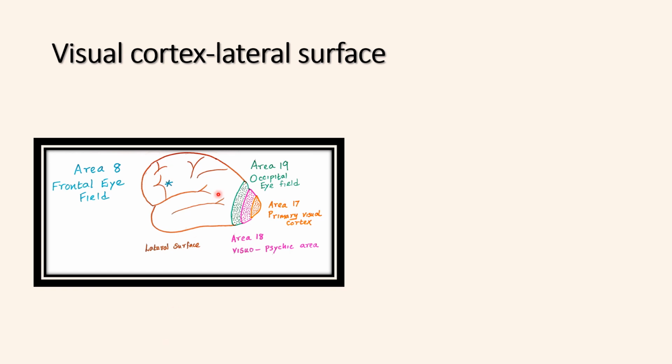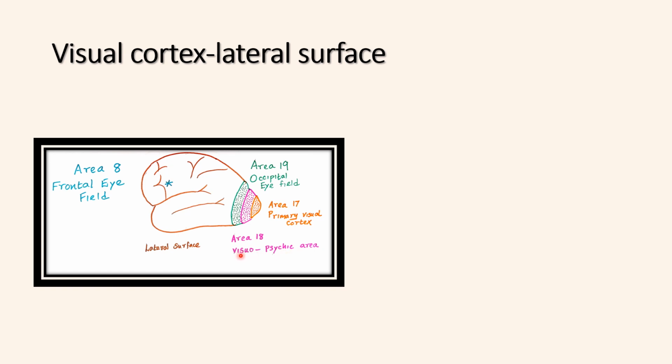This is the lateral surface of the visual cortex. The primary visual cortex is area 17. It is located near the calcarine fissure. On the lateral surface, anterior to the primary visual cortex is area 18, which is called the visuopsychic area.